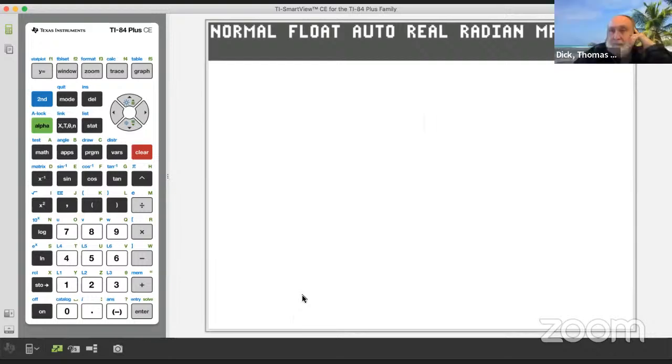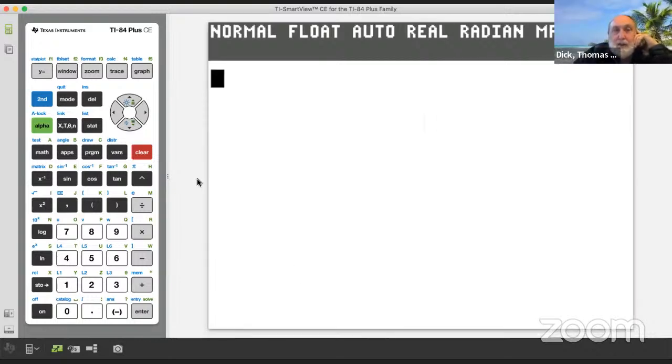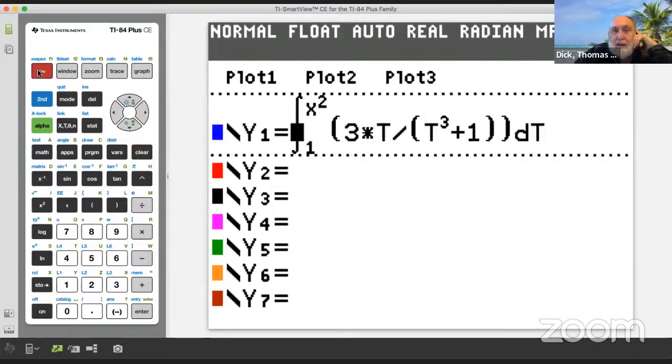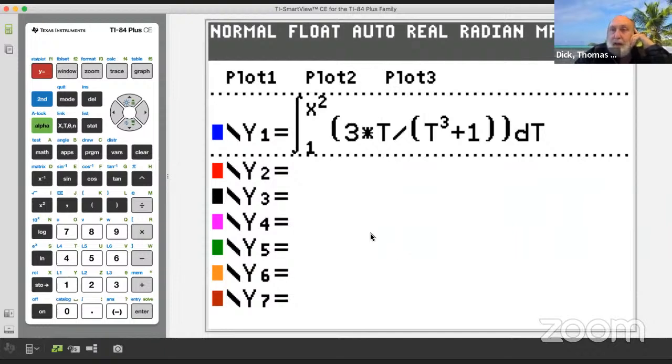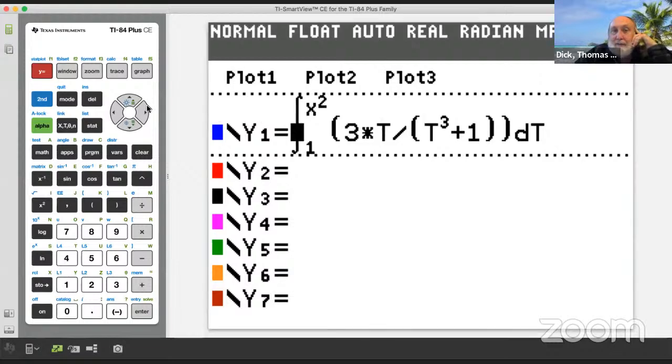Okay, fantastic. Great. So I'm just going to go to the y equals, and I went ahead and took a little bit of time right before we got together to enter that function as it was given on Steve's summary sheet. So there's that integral from 1 to x squared, 3 times t over t cubed plus 1, and we're integrating with respect to t. I want to just take a look at the graph of this.